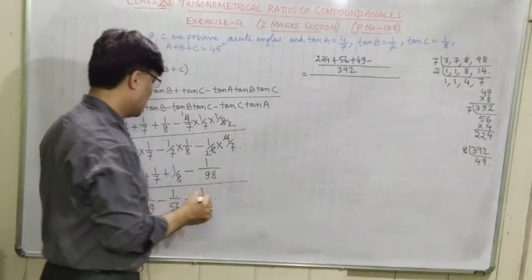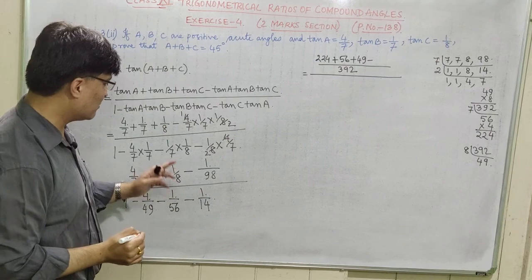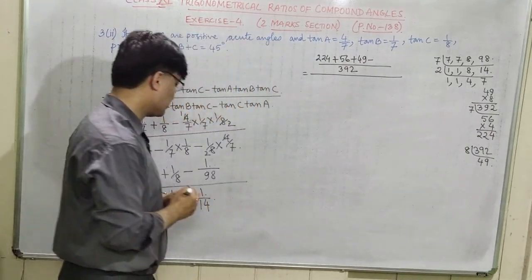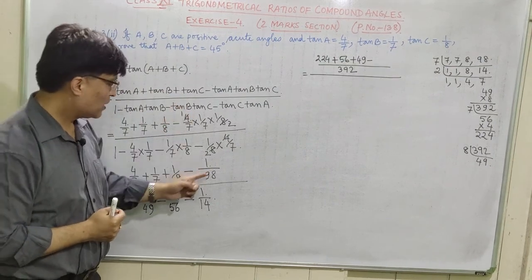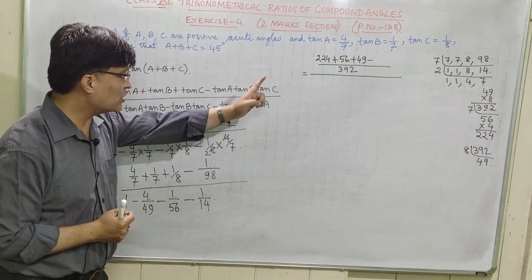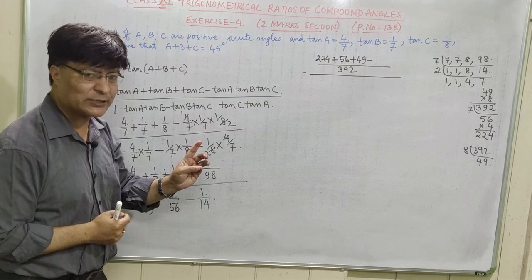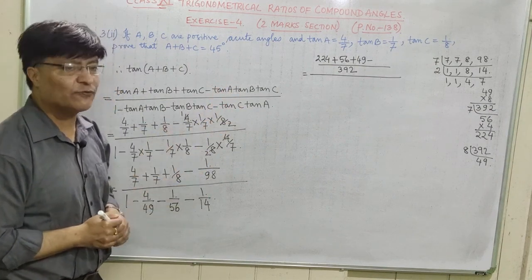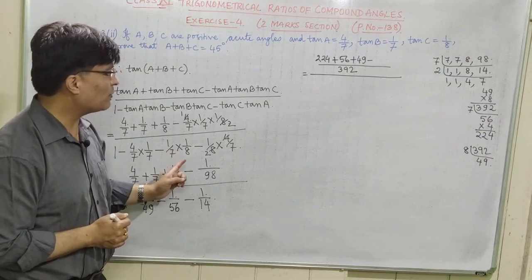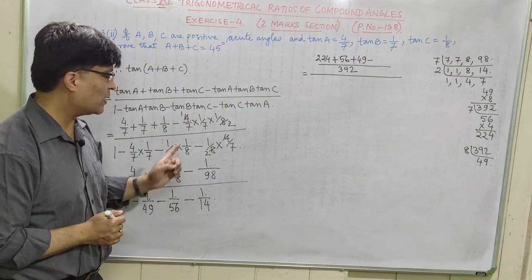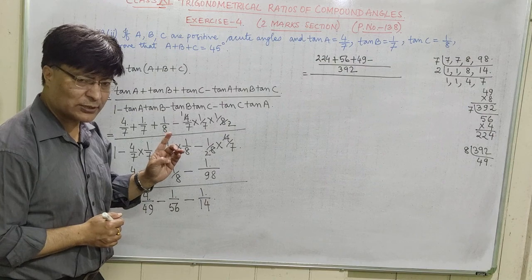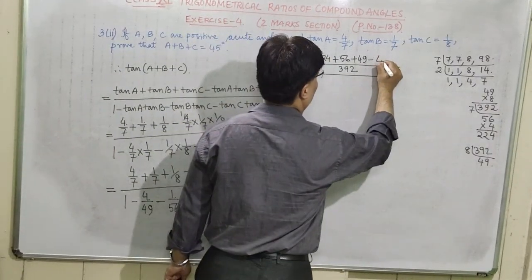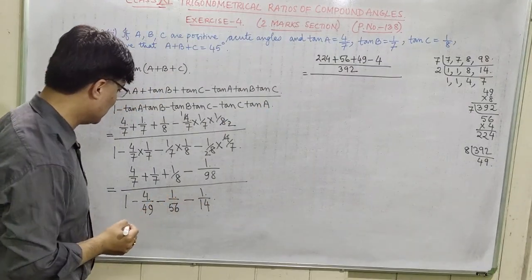So minus, now this 392 is divided by 98. How many times does it go? 4 times I think. 98 into 4: 4 8s are 32, 4 9s are 36 plus 3, 39. That is 392. That means it goes 4 times. So 98 multiplied by 4 will be 392, isn't it? So 4 1s are 4. Is that clear?